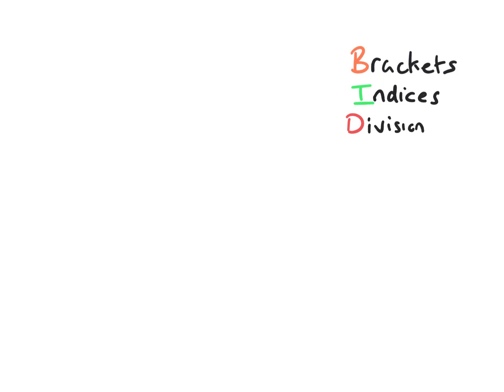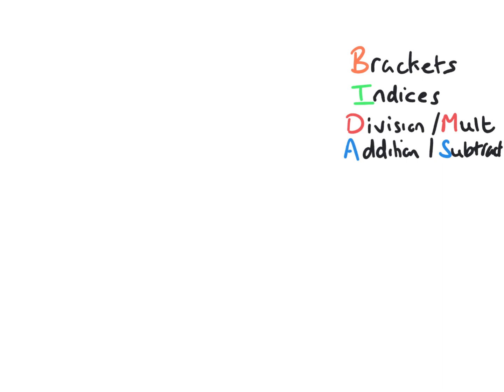So first of all we have brackets. Then we have indices, and then division. Apologies, let's keep it consistent. And multiplication. Okay, and then we finally have addition and subtraction. Okay, and this is the order in which we need to complete our calculations. So let's have a look at a few examples and get this in action, and we'll explain how it works.